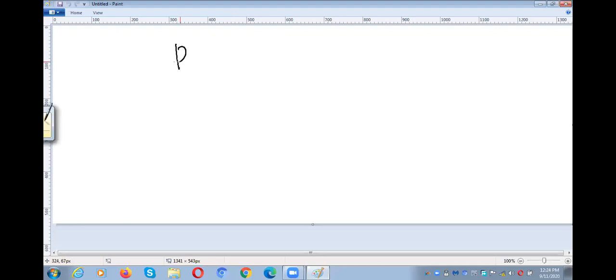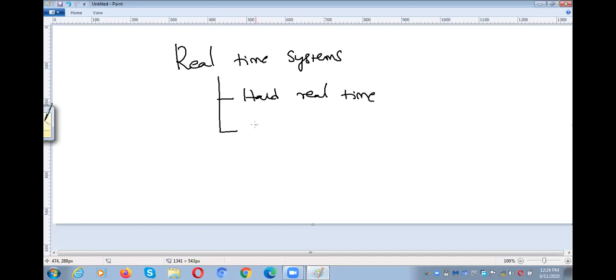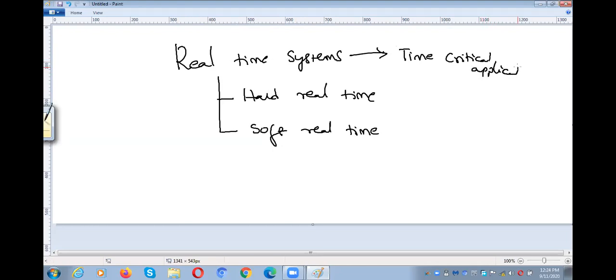Okay. So coming to our topic, real-time systems. Under the real-time systems, we have hard real-time system and the next one is a soft real-time system. And first of all, what is a real-time system? A real-time system is best suited for time critical applications. Time critical applications means where there is a time constraint.